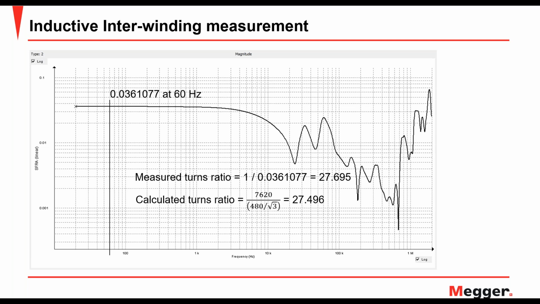7620 by 480 volts is the voltage rating of the transformer. It's a DYN1 transformer. Because the low voltage winding is a Y connected winding, there is a factor of square root of 3 which appears in the formula. So you have 7620 divided by 480 by the square root of 3, and the value that you get is 27.496, and that's pretty close to what we measured using the SFRA test. So this is another way in which an SFRA measurement can be correlated to another test altogether.